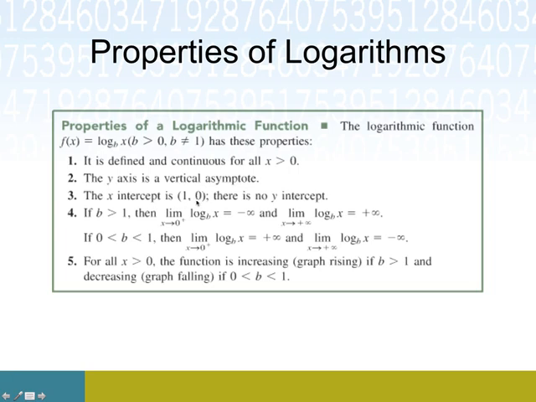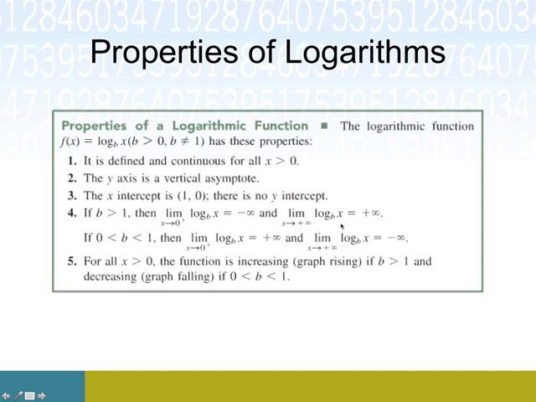The x-intercept is at (1, 0). There's no y-intercept. Remember, no y-intercept because the function isn't defined at x equals 0. And then basically the rest of the limit statements say that if the base is bigger than 1, then as we get close to 0, the graph is just going to plummet. It's going to drop toward negative infinity.